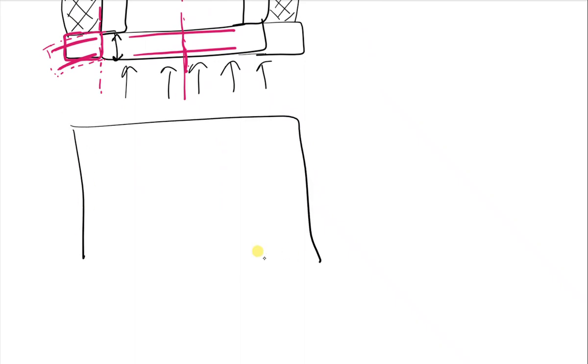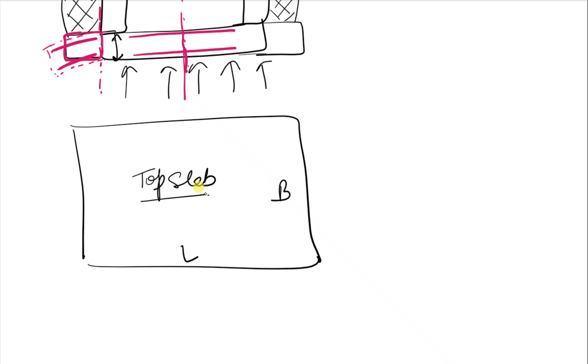Now we will come to the top slab. The top slab, as we already discussed, is a two-way slab. So this is L, this is B, and this is the top slab. For the top slab, L by B is less than 2. For this we will refer to the IS 456 standard procedure, and the table is given in IS 456. You see here.